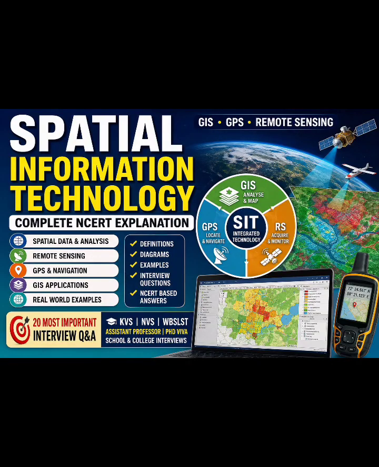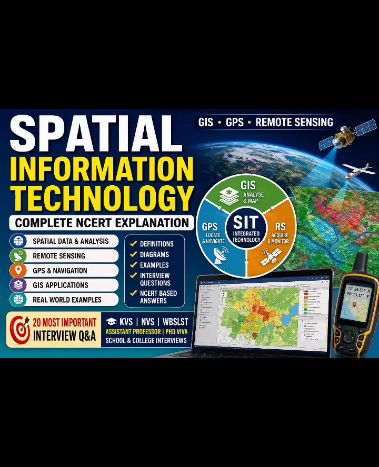So spatial information technology is an integrated geospatial technology that combines GIS, GPS, remote sensing, digital cartography and database management system. It facilitates the collection, storage, analysis and presentation of geographically referenced information. Today, it plays a vital role in resource management, environmental monitoring, disaster management, urban planning and sustainable development, making it one of the most significant tools in modern geography.